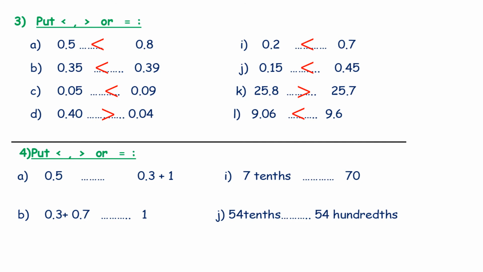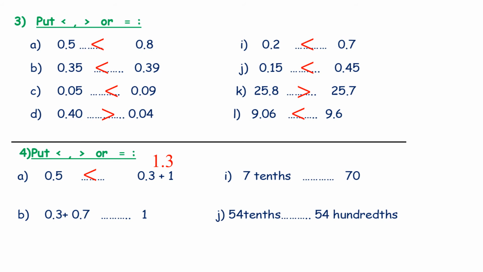Also, number 4, put more than, less than, or equal to. Number A, 0.5 or 0.3 plus 1. At first, I will get the answer of adding 1 plus 0.3. It will be 1.3. Now, which is greater, 0.5 or 1.3? It will be 1.3.